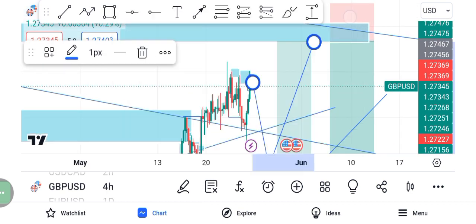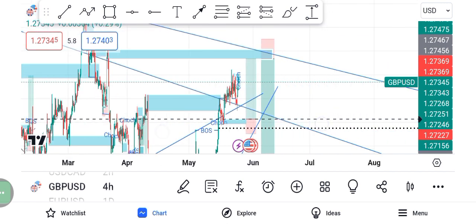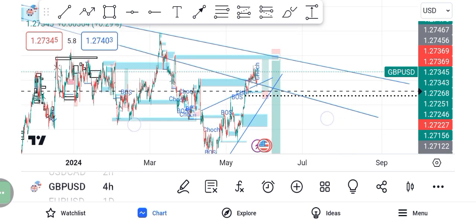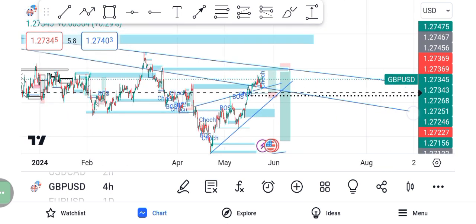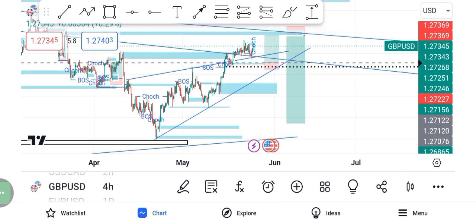Don't mind my chart. My chart is somehow messy, too many lines. So at times, apart from smart money concept, I have some trend lines for additional confirmations and all of that. So don't mind my chart being messy.